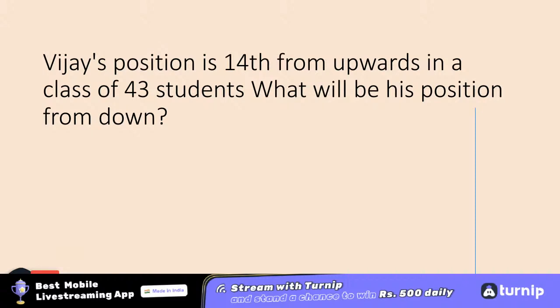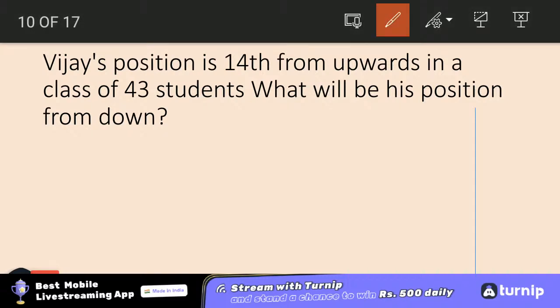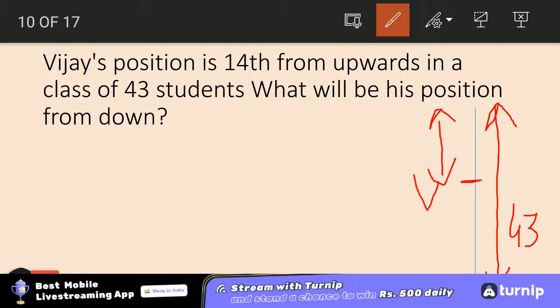Now again we are discussing those questions in which total strength is already given to you. So Vijay's position is 14th from upwards, and the total strength of the class is 43. So total students are 43 and Vijay's position is 14th from upwards. If this is Vijay and there are 14 students prior to Vijay, then what is Vijay's position from downwards? We are asked what is Vijay's position from downwards.